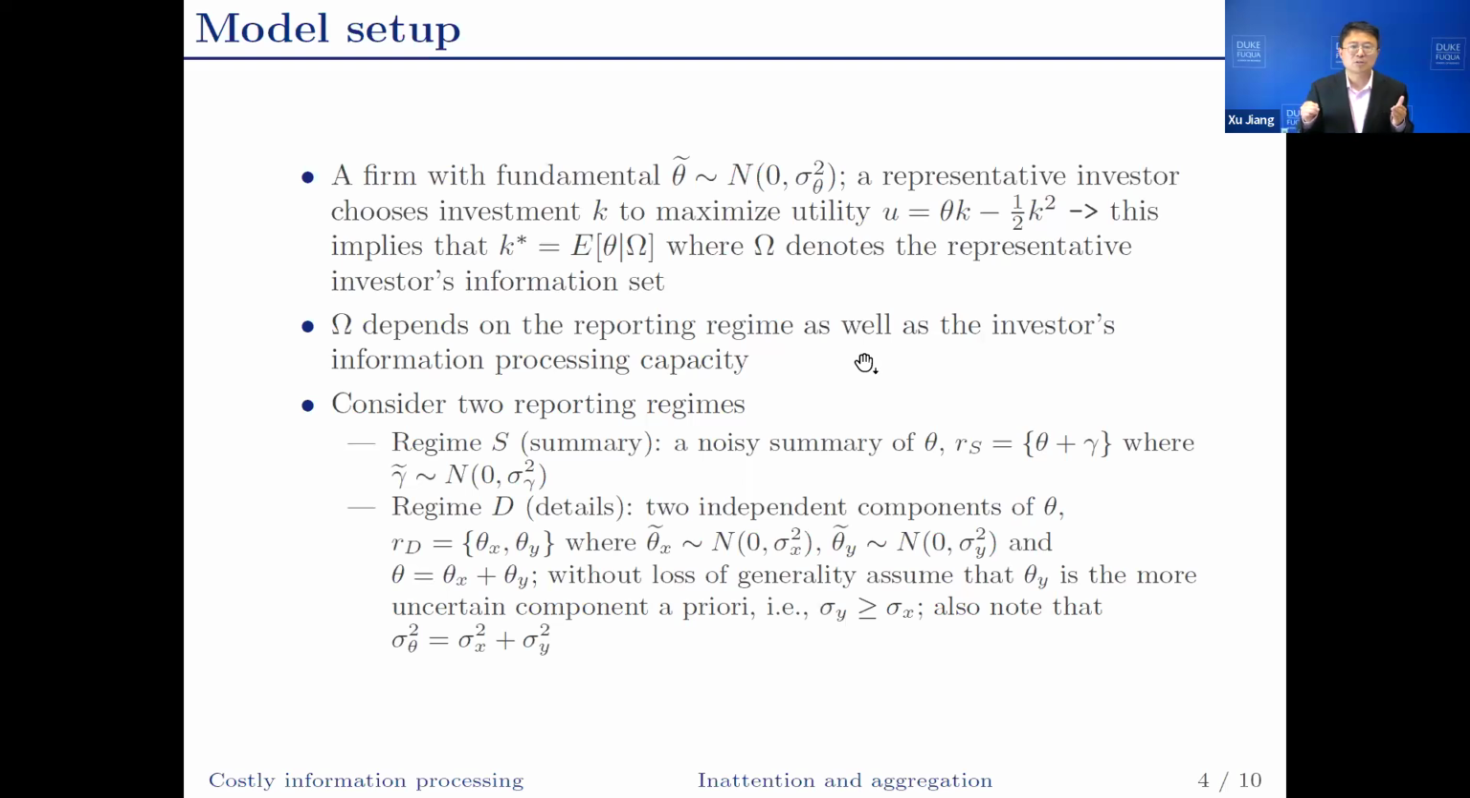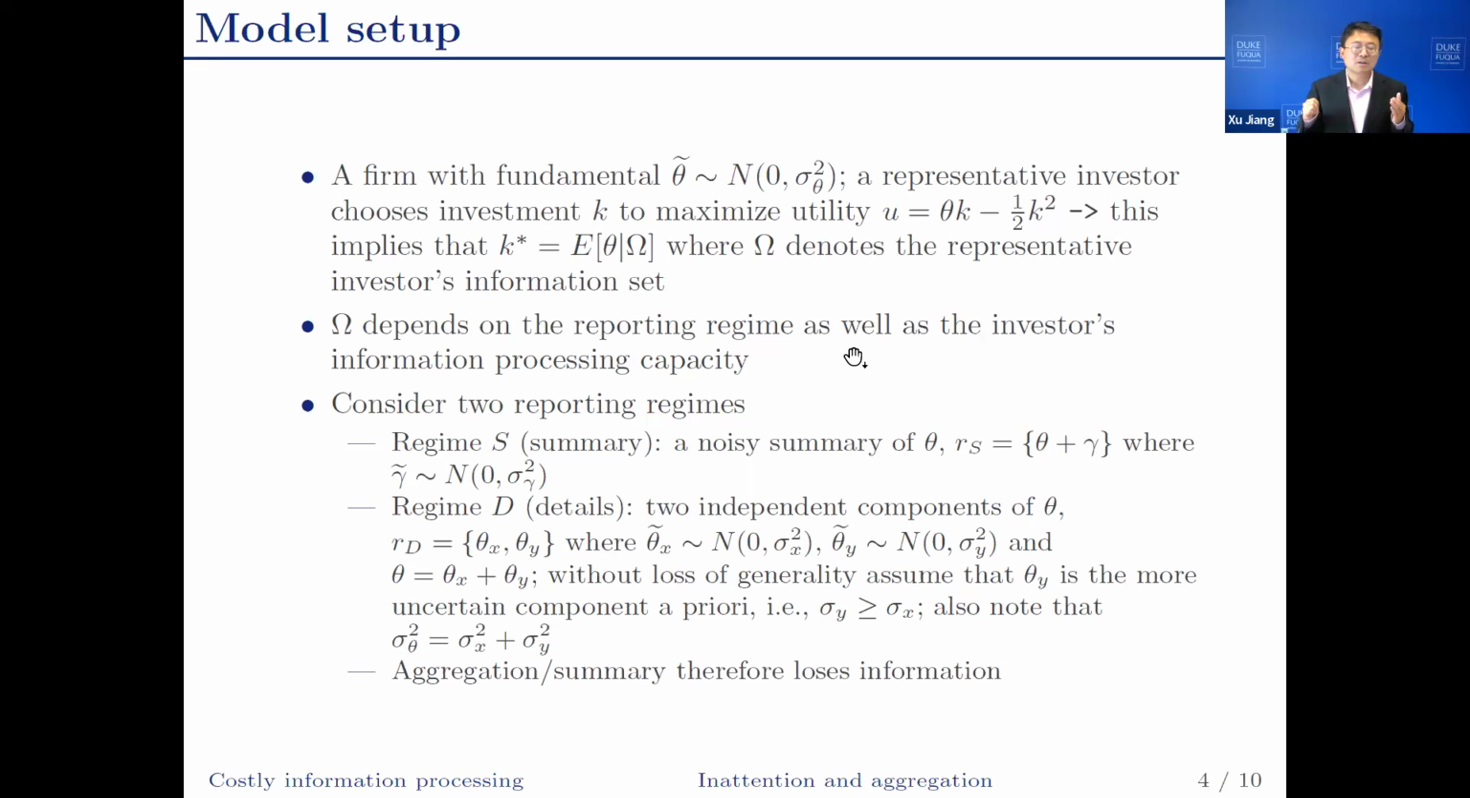The second is regime D, or the details regime. Consider 2 components of theta. For simplicity, assume that they're independently distributed, theta x and theta y. They're all normally distributed. Theta x has variance sigma x squared, theta y has variance sigma y squared. And theta, of course, is just theta x plus theta y. Without loss of generality, we assume that theta y is the more uncertain component a priori, which means that sigma y is bigger than or equal to sigma x. And this assumption implies that sigma theta squared is equal to sigma x squared plus sigma y squared.